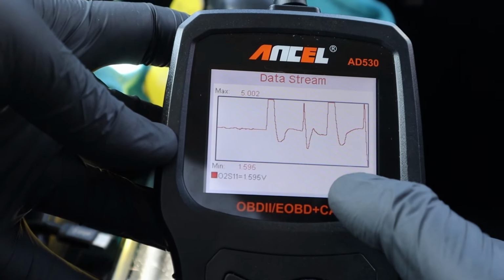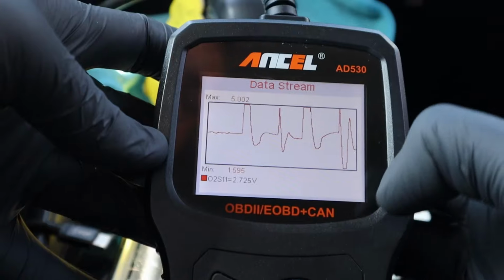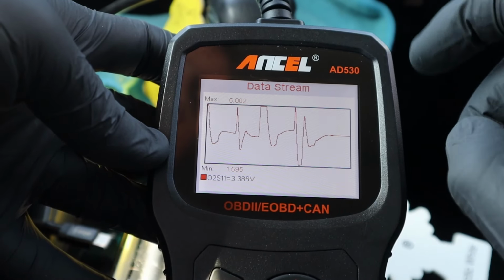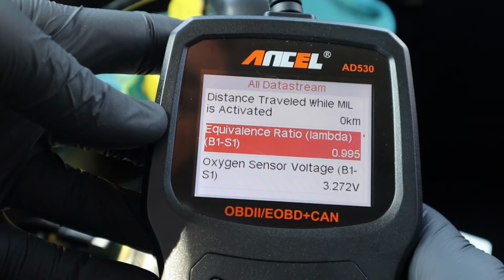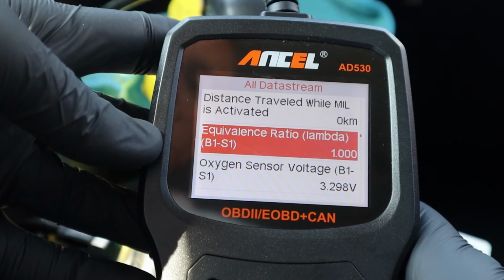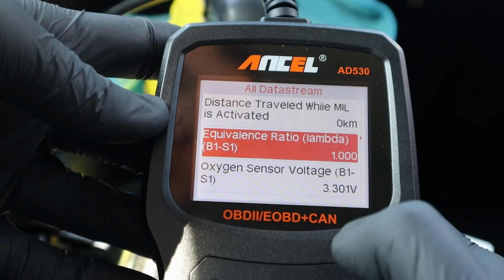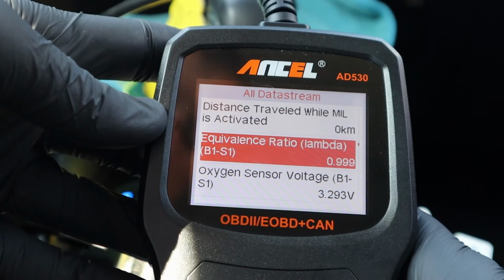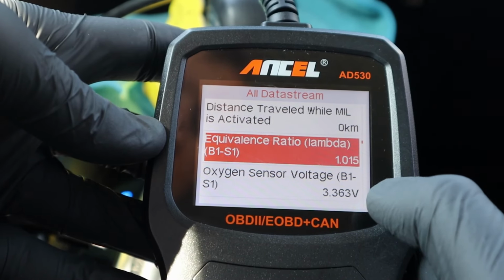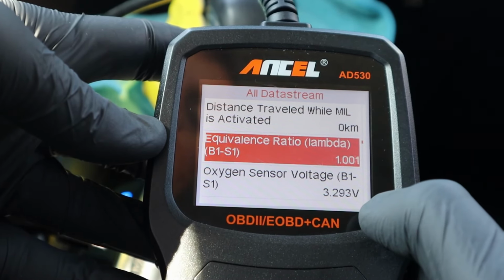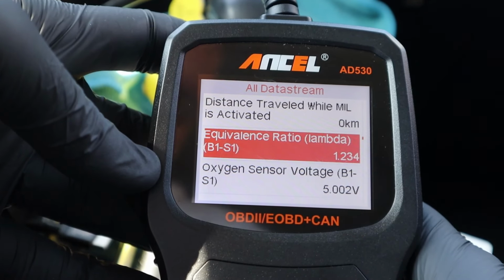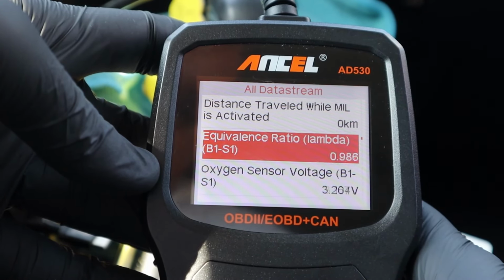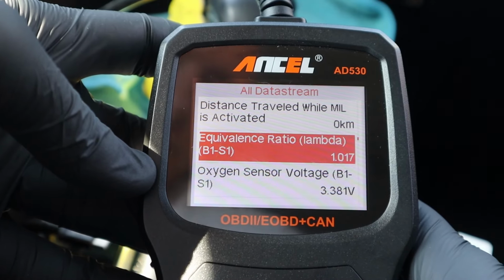So this is a great way to find out where the lean and rich conditions are, because every car model can have it set up differently. Now you can also check the equivalence ratio, which is basically the same thing. If the air to fuel ratio is perfect, it will show 1.000. The lean condition will be around 1.2 and rich condition will be around 0.8. Now I will drop the gas pedal. See, we see lean. Now a little bit rich and back to 1.